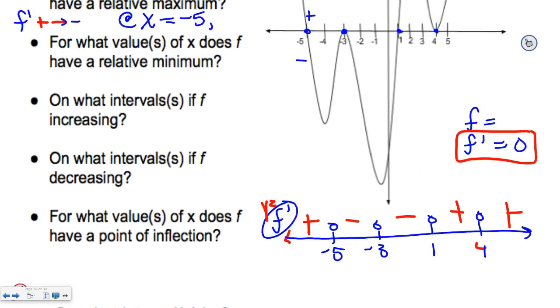For what values does x have a relative minimum? Anywhere f changes from negative to positive. That would be at x equals 1. And again, if you justified that, you'd say this is where f prime changes from negative to positive. Or you could say this is where f changes from decreasing to increasing.